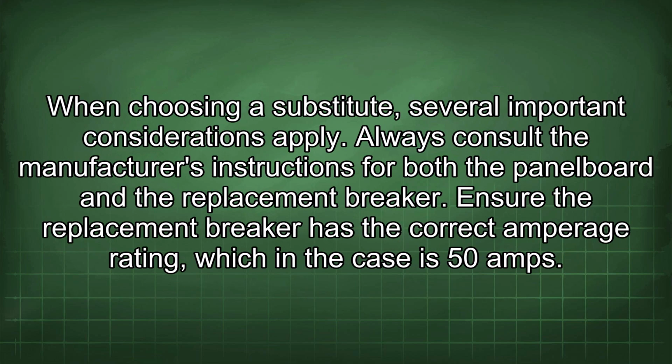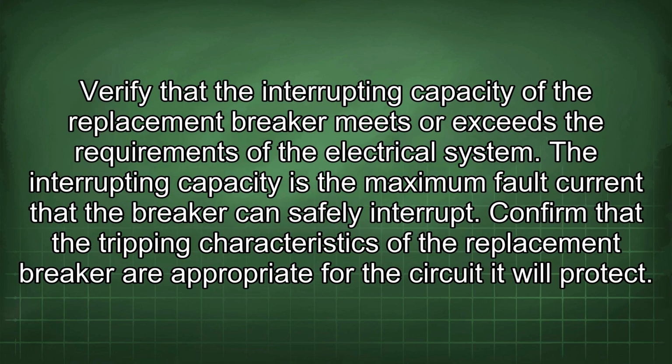When choosing a substitute, several important considerations apply. Always consult the manufacturer's instructions for both the panel board and the replacement breaker. Ensure the replacement breaker has the correct amperage rating, which in this case is 50 amps. Verify that the interrupting capacity of the replacement breaker meets or exceeds the requirements of the electrical system. The interrupting capacity is the maximum fault current that the breaker can safely interrupt.